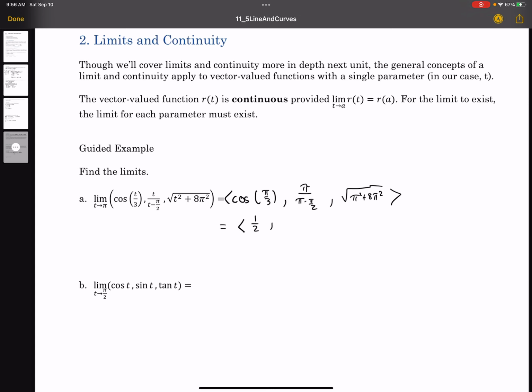So the cosine of pi over 3 is 1/2. Pi divided by pi minus pi over 2 is pi divided by pi over 2, which is the same as pi times 2 over pi. So it's obviously a half. And then the square root of pi squared plus 8 pi squared is the square root of 9 pi squared. So that is just 3 pi.